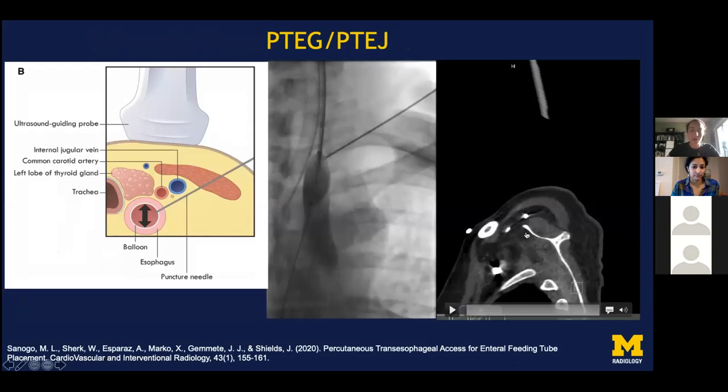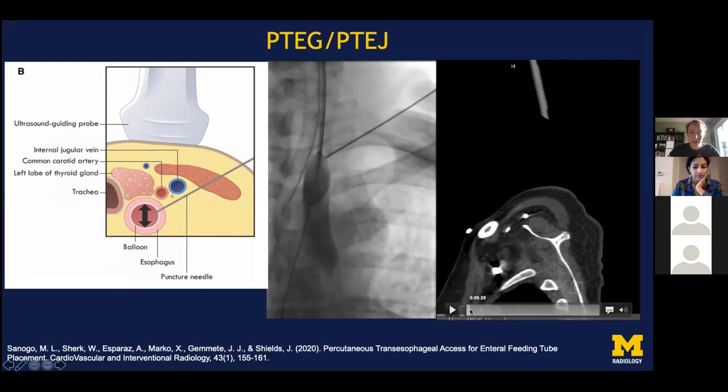And then also at Michigan, we do something pretty unique called a percutaneous transesophageal gastrostomy tube placement, a PTEG. And this technique is cool because you take a needle and you place it through the neck to puncture a balloon, which is positioned in the esophagus, to be able to get that cervical access into the esophagus, which then is subsequently fed into the stomach. And so this is that needle that's puncturing the balloon that's in the esophagus. And this is a little diagram of that.